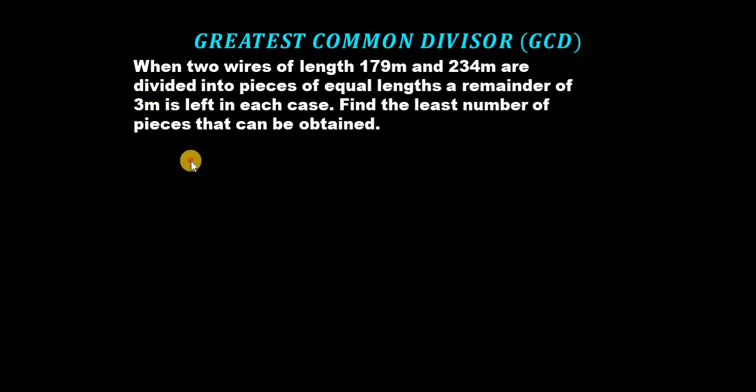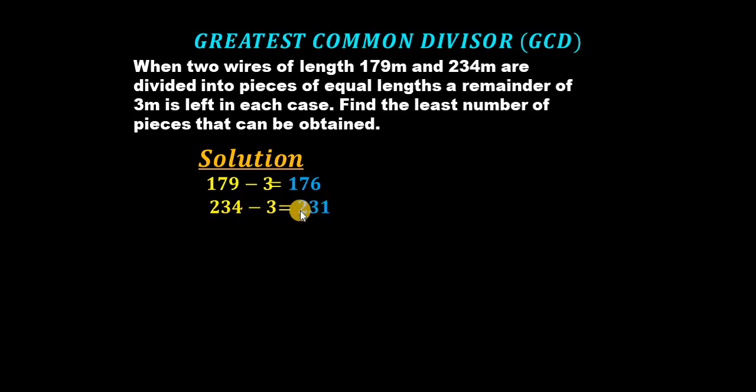So to start with, we will make sure that before we determine the common divisor for 179 and 234, we first of all remove this remainder. So subtract 3 from each of these. We begin with 179 minus 3. That gives us 176. Let's do the same for 234. 234 minus 3 should give us 231. So we're going to look for a common divisor for 176 and 231. That should be the length of each piece.